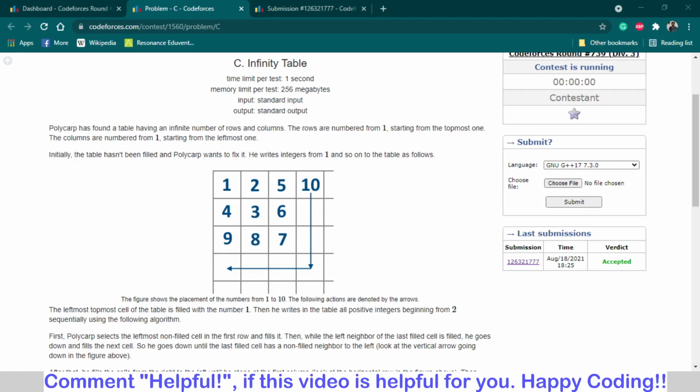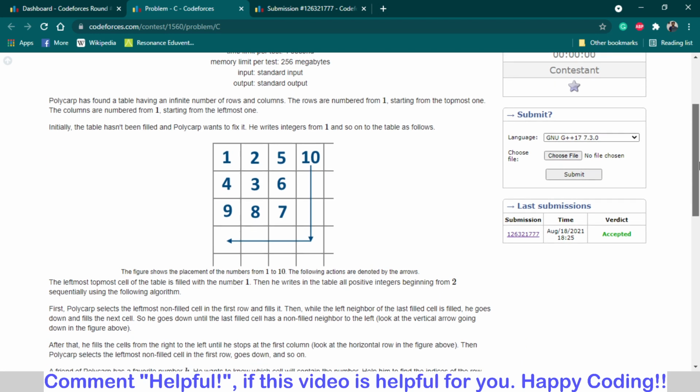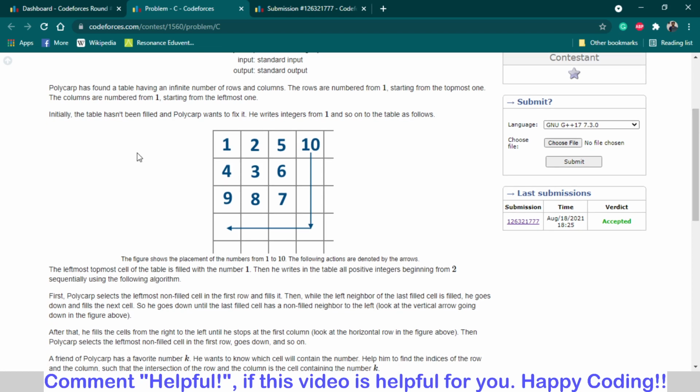This is Abhinav. In this video, we are going to talk about problem C of Codeforces round 739, which is Infinity Table. So here it's generally like a pattern. There is a pattern given where Polycarp is filling this whole table. It is an infinite table. So Polycarp is filling this table with the help of a particular algorithm or in a particular sequence.